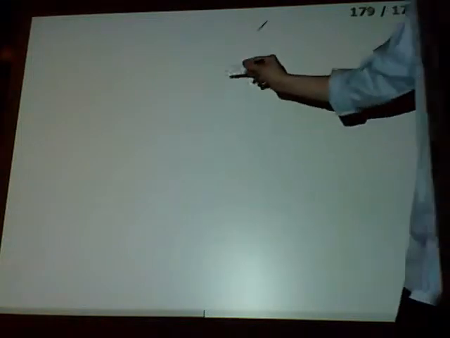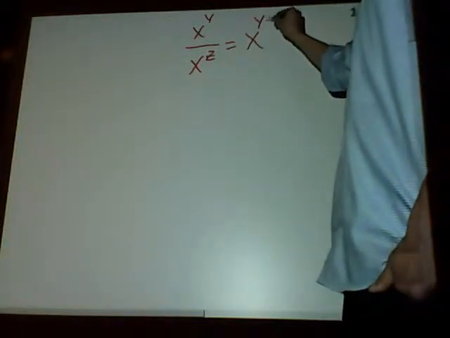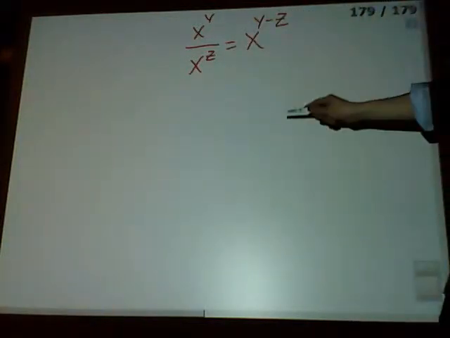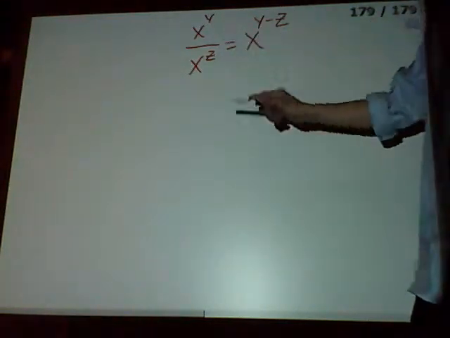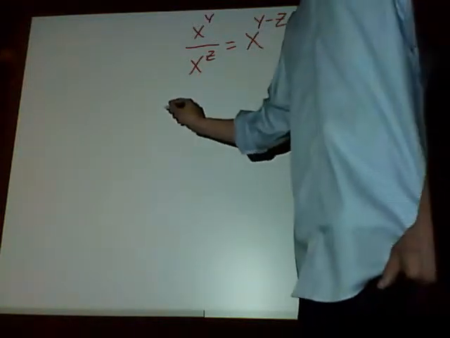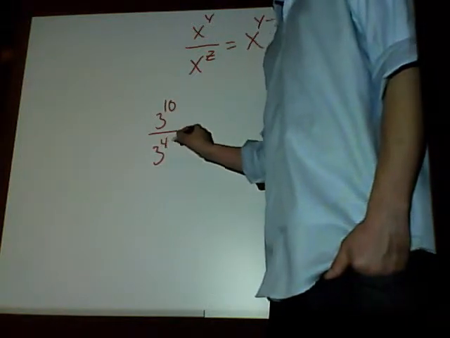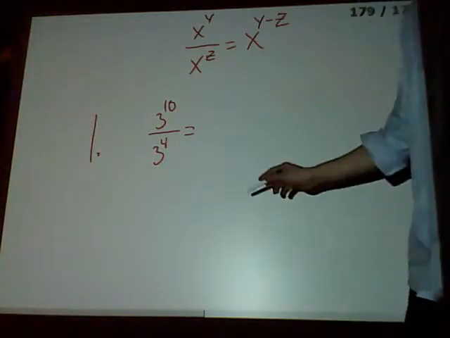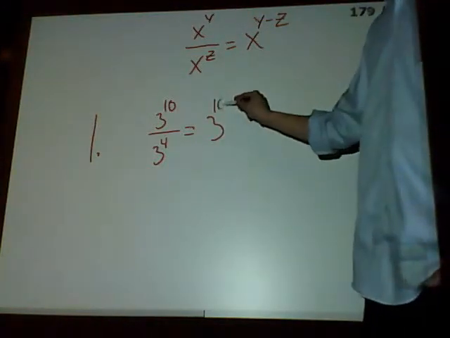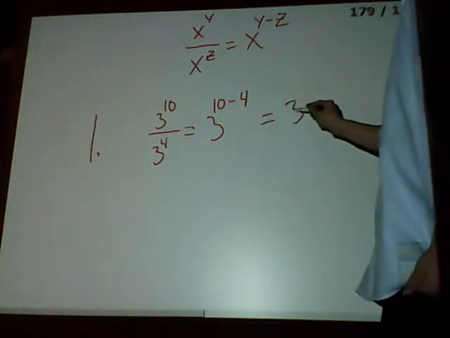So let's use this rule to help us do some different problems. x to the y over x to the z equals x to the y minus z. And don't forget that we're subtracting the exponent that's in the denominator. Okay, subtract the exponent in the denominator. So let's go ahead and do 3 to the 10th over 3 to the 4th. This will be our number 1. Well, this has to be 3 to the 10 minus 4. So what do I get?